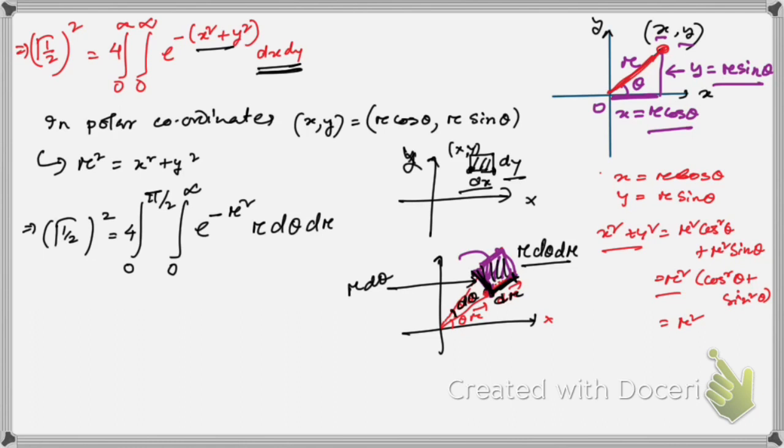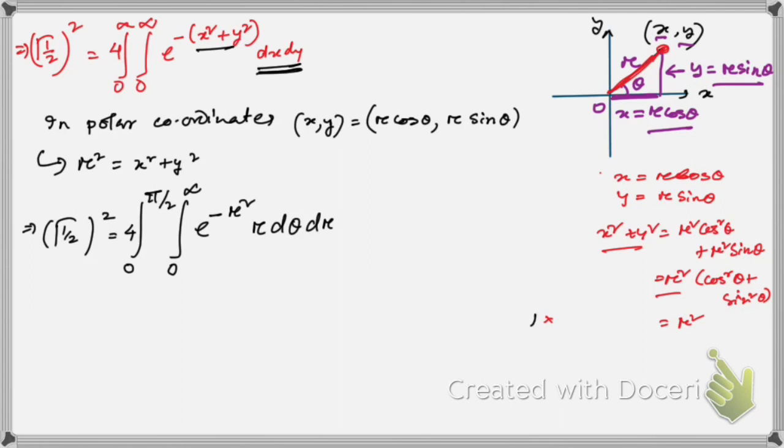So just let me remove this part. Okay, so here you can see what we have done. We have written dx dy as r d theta dr. That is what we have got, right? So hope you got it. Up to this point it's clear, I think. Okay, so now let's do one thing.